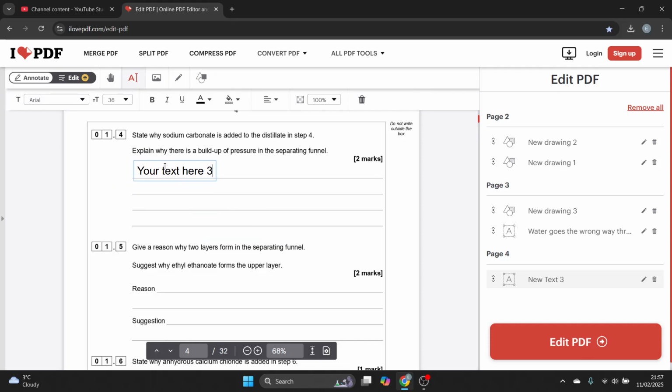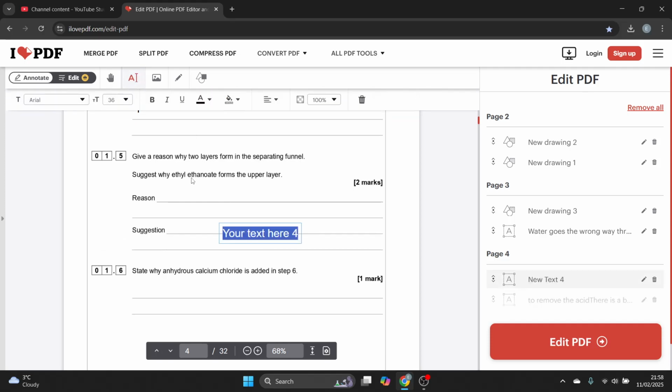Explain why there's a build up of pressure in the separating funnel. No, it says state why sodium carbonate is added. To neutralize the acid. Actually, to remove the acid. And why is there a build up of pressure? There is a build up of pressure as carbon dioxide is produced.